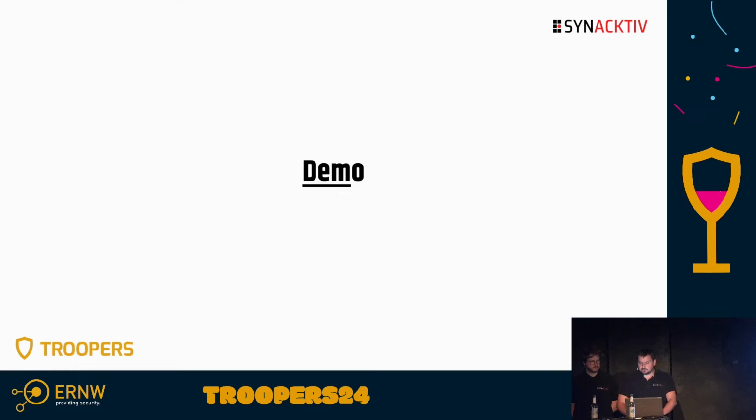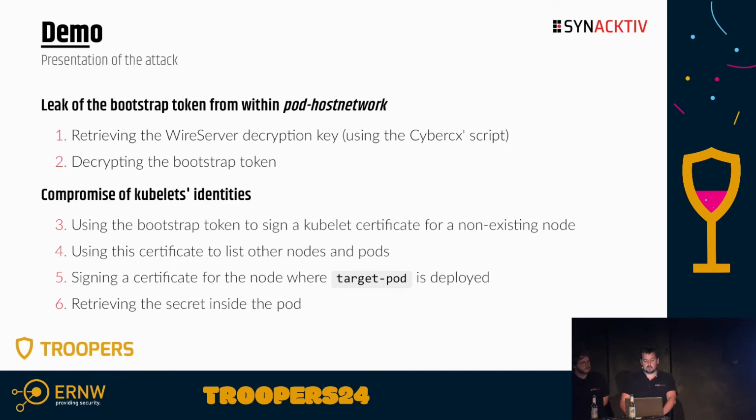During this demo, I will describe all the steps we will perform. First, we will leak the TLS bootstrap token from our pod host network, and we will decrypt it. Then we'll use this bootstrap token to create a new certificate inside the cluster. Using this certificate, we will be able to list other nodes and other pods. And then we will sign a certificate for the node where the pod with the secret is deployed. And then we can retrieve the secret inside the pod.